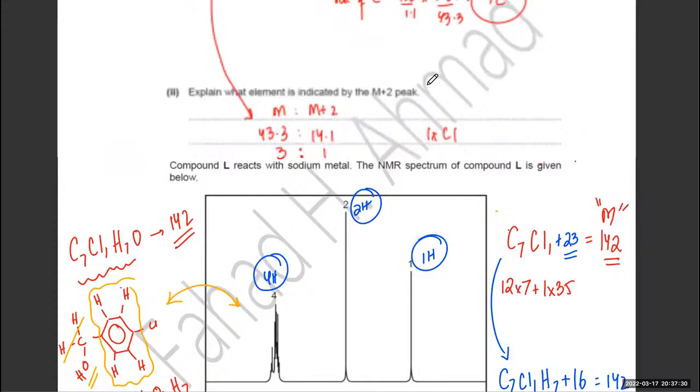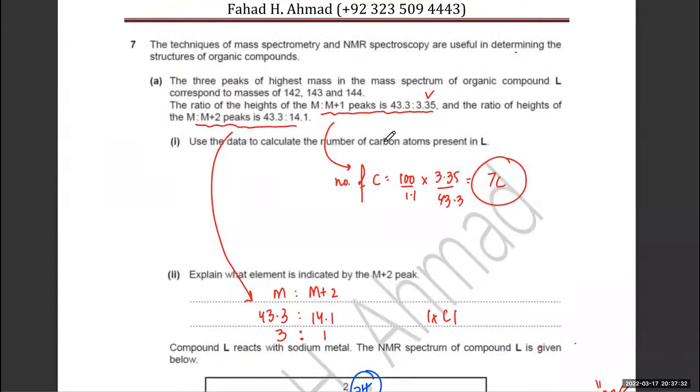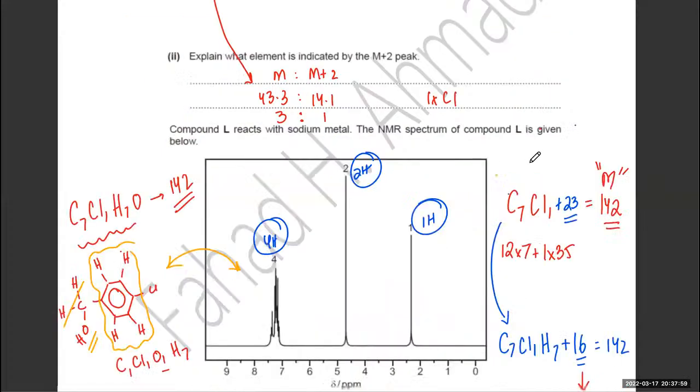The previous part was simple. You had the M+1 peak. What information do you get out of that? You figure out the number of carbon atoms, right? Clear? Then you had the M+2 ratio, and it was given as almost 3:1, 43:14. When you have an M+2 ratio of 3:1, that indicates that there's 1 Cl. Is that clear? You figured out that the molecule has 7 carbon atoms.